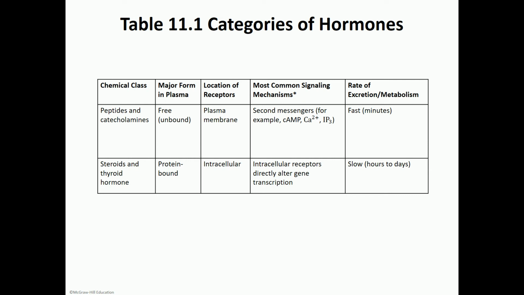So although the onset of action takes a little bit longer, their effect on the cell remains for a longer period of time, again because they are actually causing the gene to be transcribed. So they are producing a new protein, and that change is more permanent than the change that happens through these second messengers.